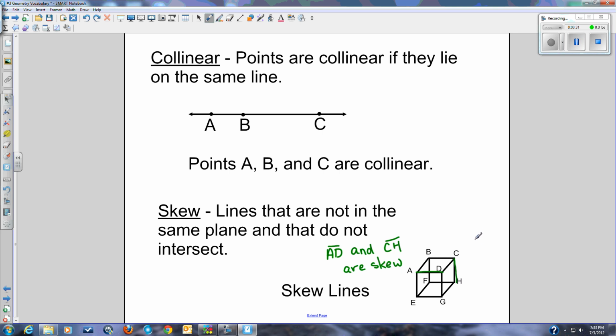Another pair of lines that would be skew would be, say, lines AB and DG. So let's add that. AB, or I should say segments AB and DG are skew. There are many others in this picture, and before the next class, what I'd like you to do is look at it and see if you can come up with some other lines or other segments that are also skew.